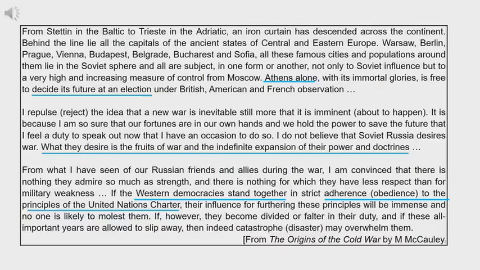From what I have seen of our Russian friends and allies during the war, I am convinced that there is nothing they admire so much as strength, and there is nothing for which they have less respect than for military weakness. If the Western democracies stand together in strict obedience to the principles of the United Nations Charter, their influence for furthering these principles will be immense, and no one is likely to molest them. If, however, they become divided or falter in their duty, and if these all-important years are allowed to slip away, then indeed catastrophe may overwhelm them.